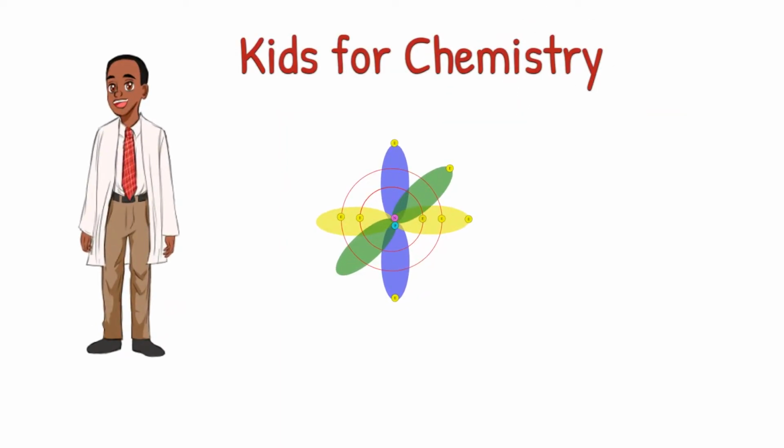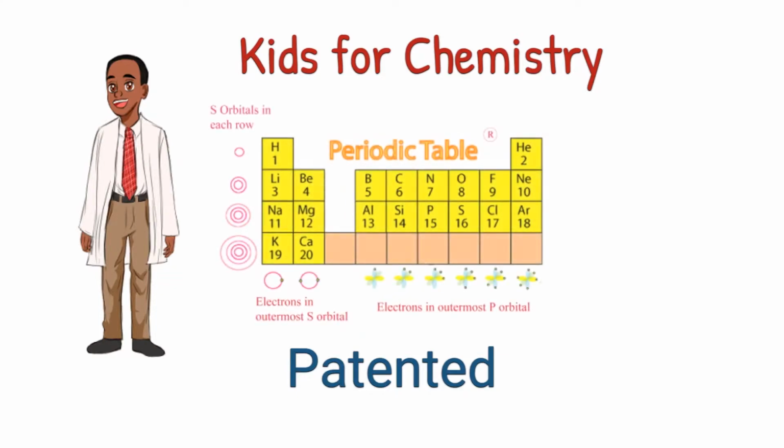Kids for Chemistry is such a powerful tool because of the patented drawings showing the atoms and molecules with their s and p orbitals and the electrons that are in each orbital. This provides students with a powerful visual, which is much better than the typical drawings that you will see in chemistry.